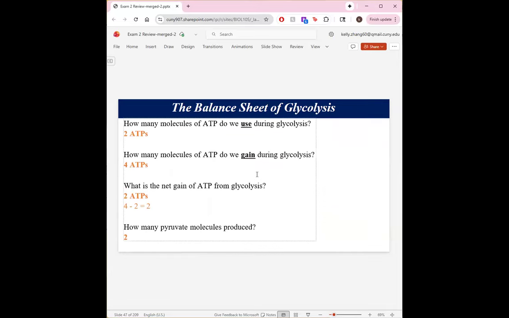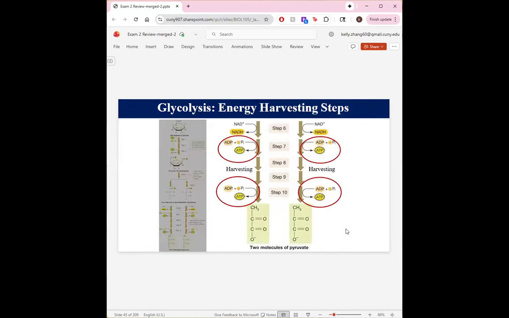So as a summary for glycolysis, 2 molecules of ATP are used up, while 4 molecules of ATP are gained during glycolysis. So 4 gained minus the 2 that are being used, there's a net gain of 2 molecules of ATP from glycolysis. There are also 2 molecules of pyruvate produced by the end of glycolysis, as you see right here, after step 10.